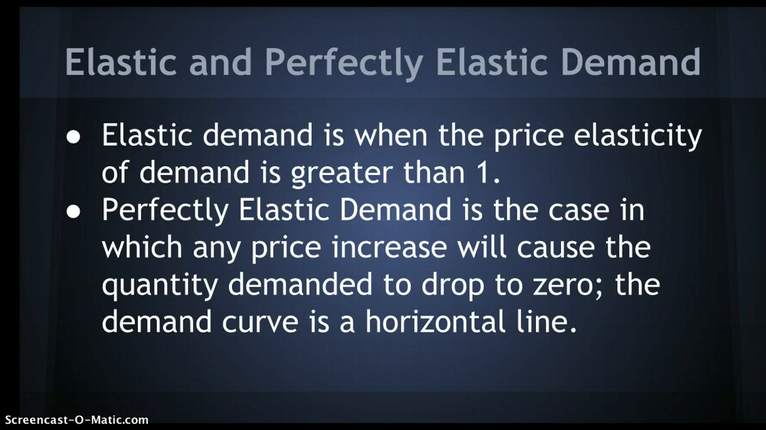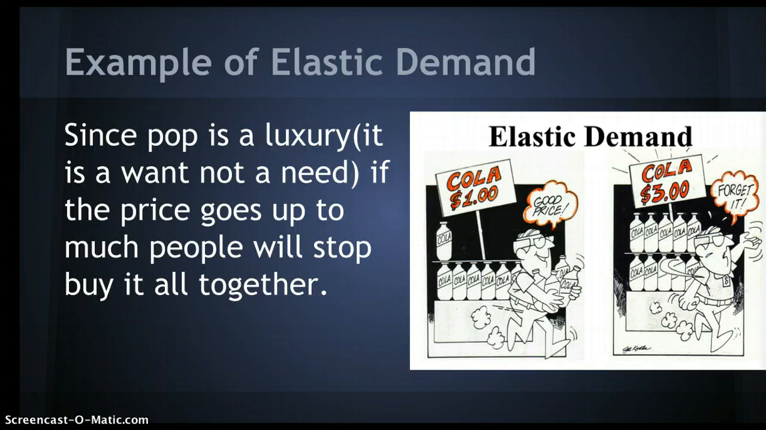And then elastic demand is when the price elasticity of demand is greater than 1, and perfectly elastic demand is the case in which any price increase will cause the quantity demanded to drop to 0, and this makes the graph a horizontal line. An example of this is like pop. You don't really need it; it's more like a want. So if the price goes up, people won't buy as much.